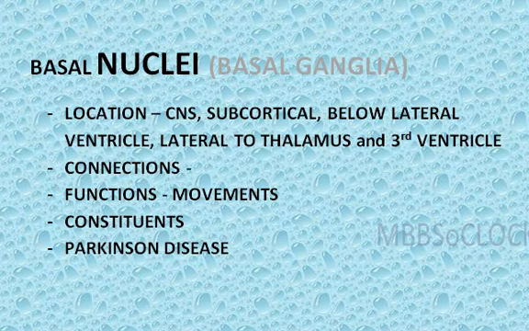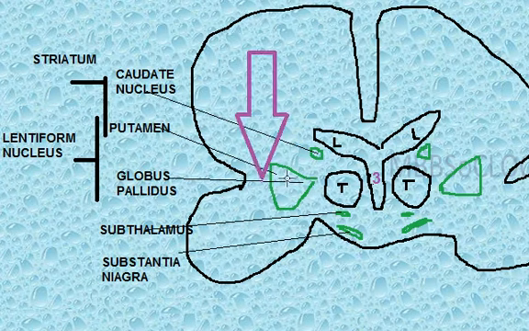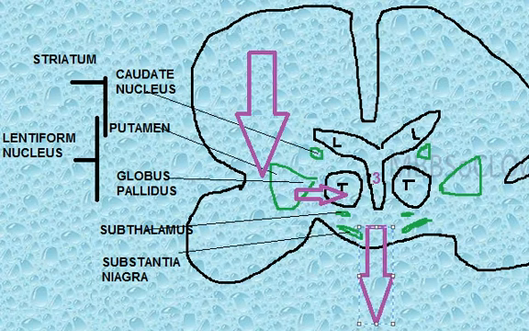Now let us look at the connections of the basal nuclei. Again we go back to the diagram and very easily try to understand the connections. The cerebral cortex consults the basal nuclei. The basal nuclei send information to the thalamus. They also send information to the brain stem. The thalamus sends information back to the cortex. Fine. Did you get these 4 arrows?